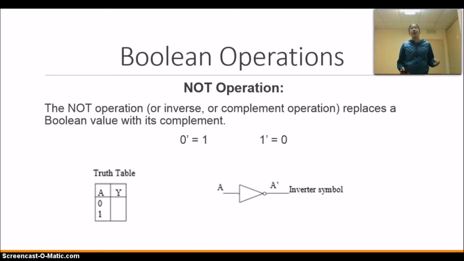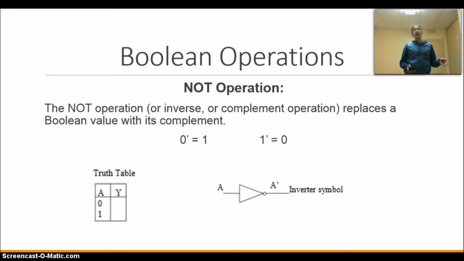First, we're going to start with the NOT operation function. The NOT operation, also known as the inverse or complement operation, is going to change our value to its opposite digit or variable. For example, to represent the inverse of a variable, usually an overbar appears over the variable, or sometimes it appears as a prime, as in this case.